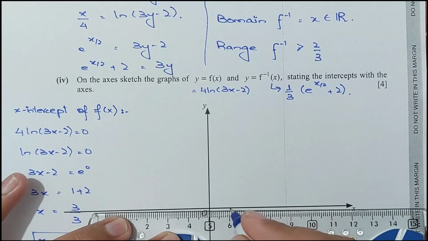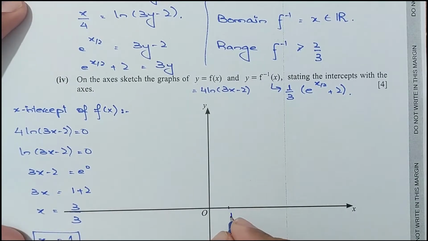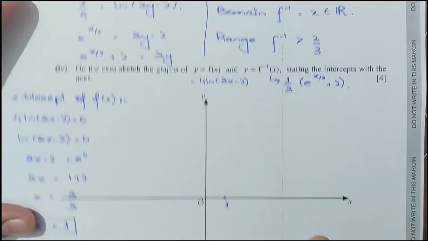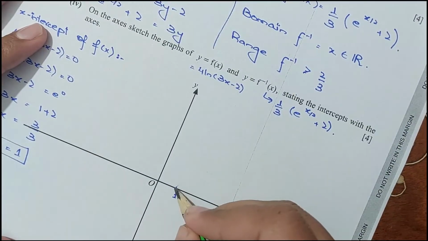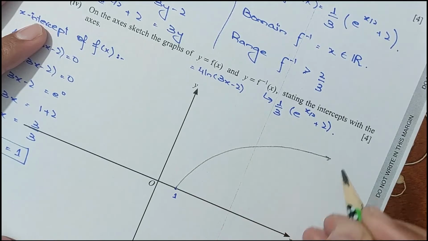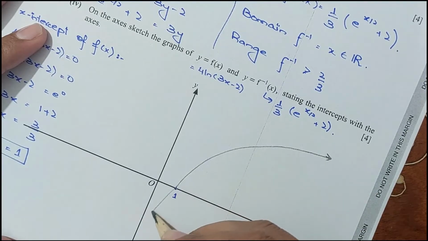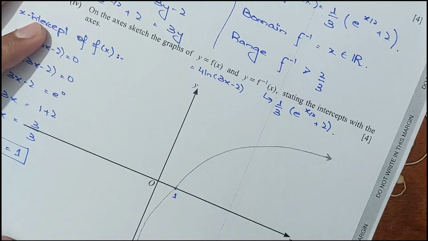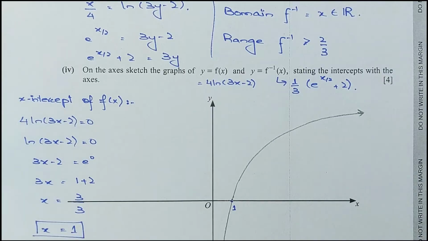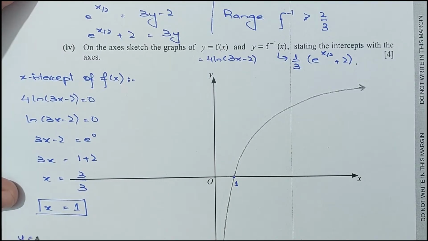Let me label the x-intercept. This is 1, the x-intercept of f of x. This should be the shape of the curve, because this is the shape of the natural log function. It extends like this and downward. It approaches the y axis but does not equal it. So for f inverse, if x equals 1 is the x-intercept of f of x, then y equals 1 is the y-intercept of f inverse of x.